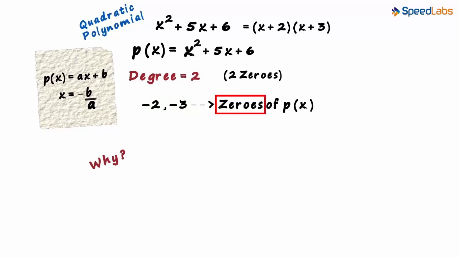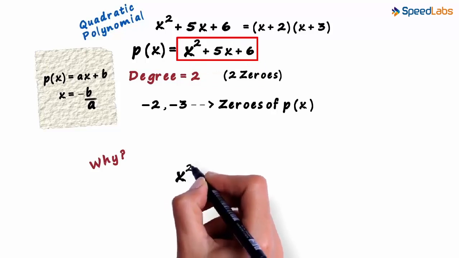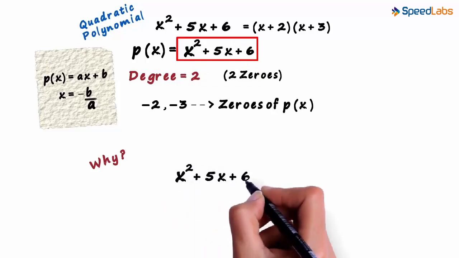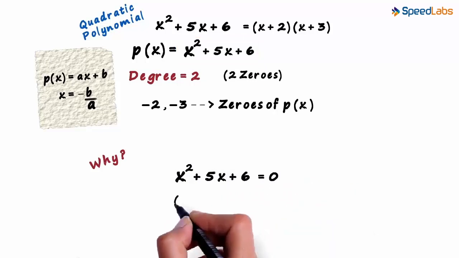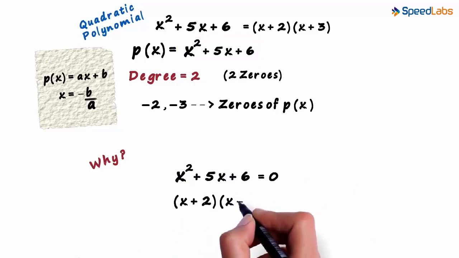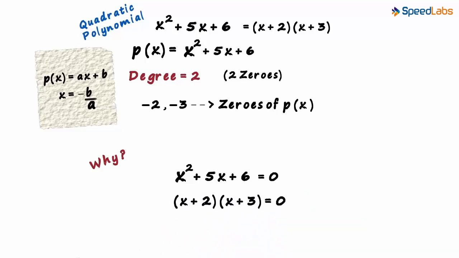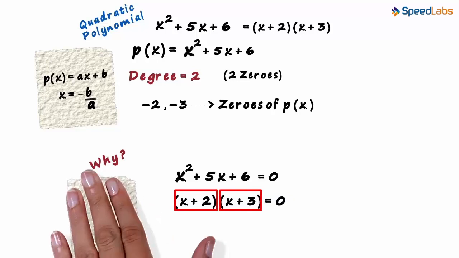To find zeros, we need to have the value of the polynomial equal to 0, which means x squared plus 5x plus 6 has to be equal to 0. It means x plus 2 multiplied by x plus 3 equals 0. This is just the factorized form. Whenever the product of two terms equals 0, it means either one of them is 0 or both are 0.